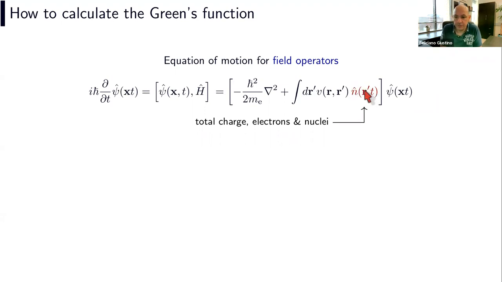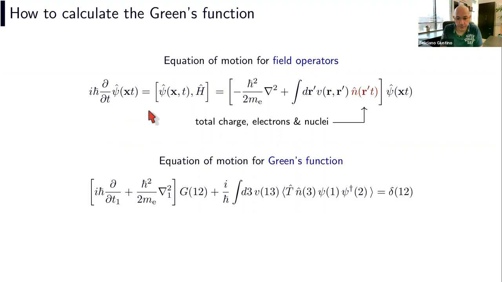The challenge here is that we have hats, so these are operators, so things are not so simple. So what one does at this point is to consider that if you have an equation of motion for the field operators, and since the Green's function is defined in terms of field operators, you can use this expression to derive the equation of motion for the Green's function, and then to obtain its poles and therefore excitation energies. So the equation of motion for the Green's function derived from the first line here looks like this.